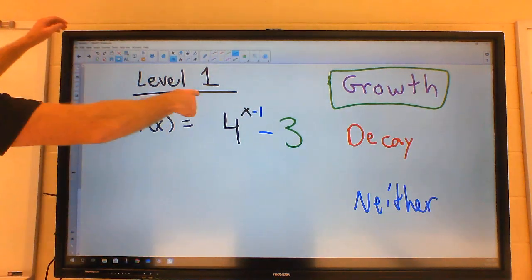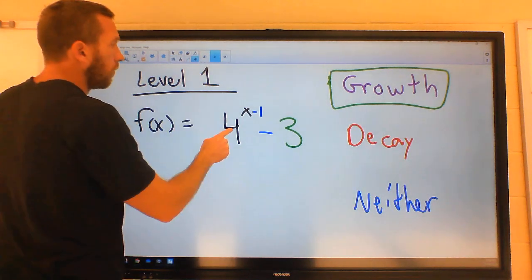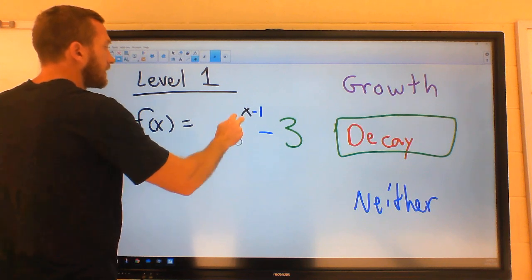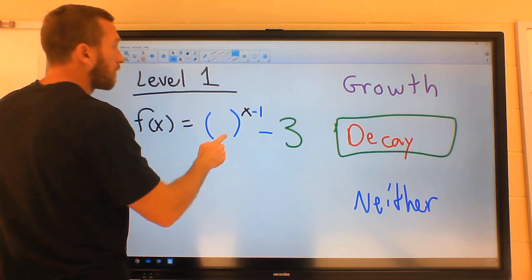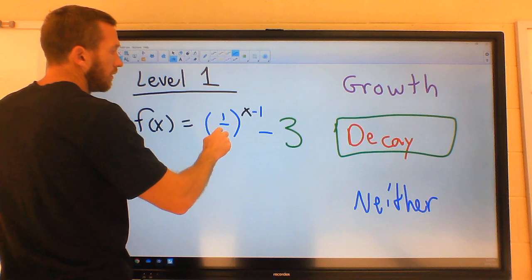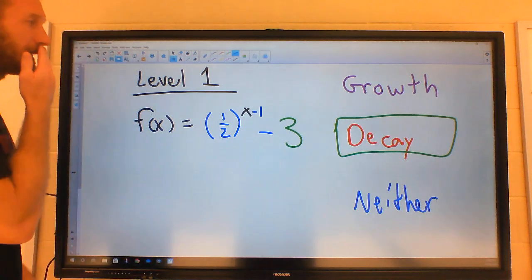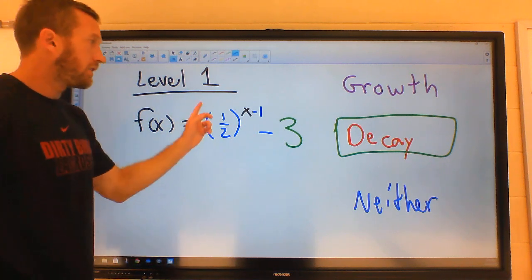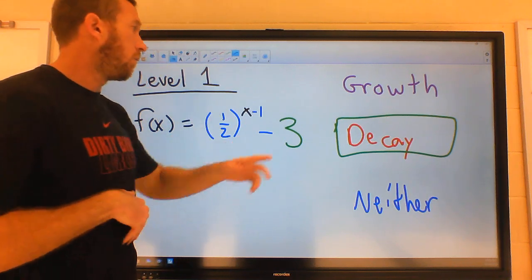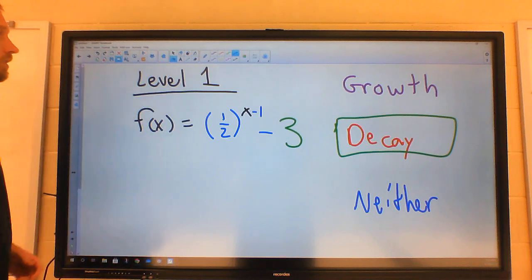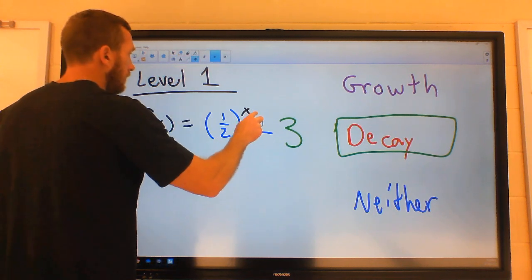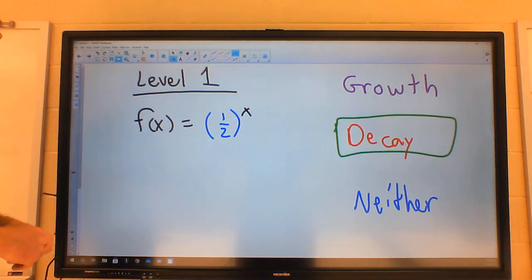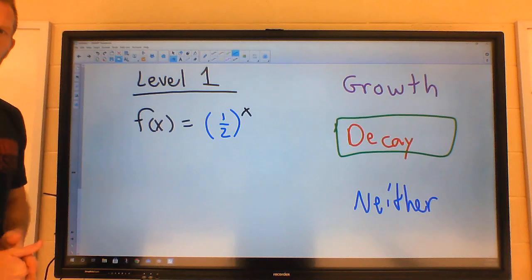So this still does not change it. The only way this would change to a decay function is if our base itself changed to a fraction that was less than 1. Well, I won't say that's the only way it would change to decay, but we're going to get to that on level 3. But if I changed the base to something less than 1, now all of a sudden this would change to decay. So correct me if I'm wrong. Do you guys all agree that this is a decay function?